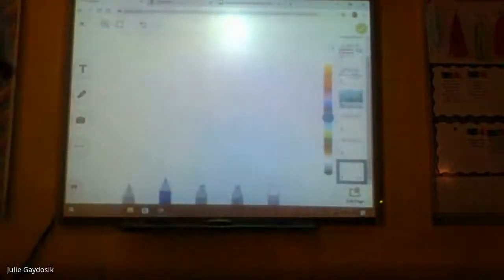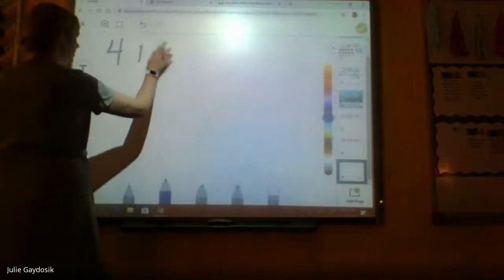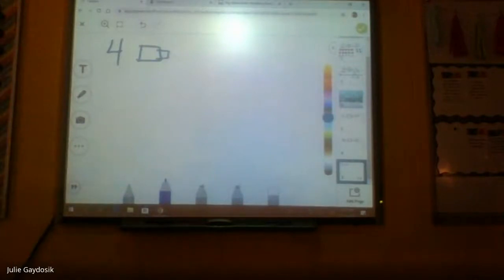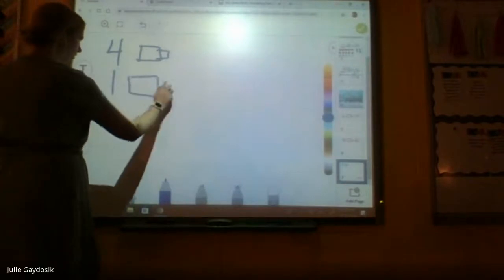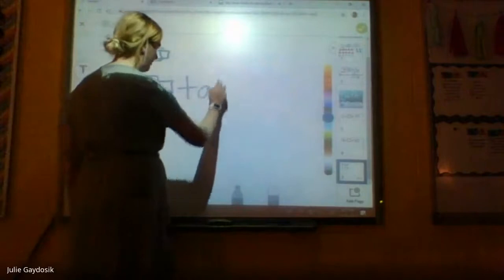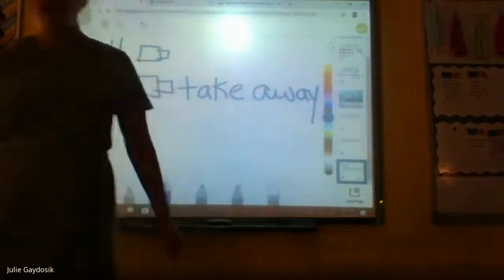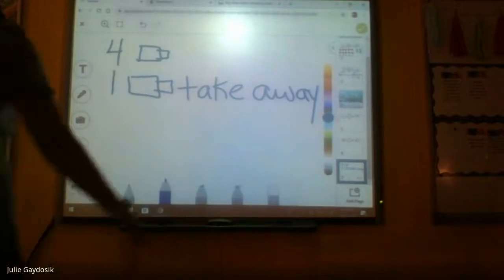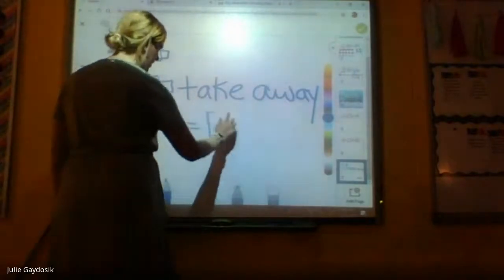Okay, so this example says you have 4 Unifix cubes. You take 1 away. This is the one you're taking away. So what would my equation look like? That's right. My equation would look like 4 minus 1 equals unknown.